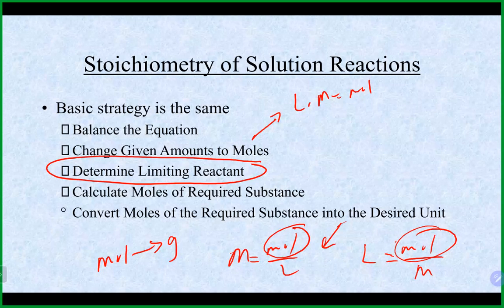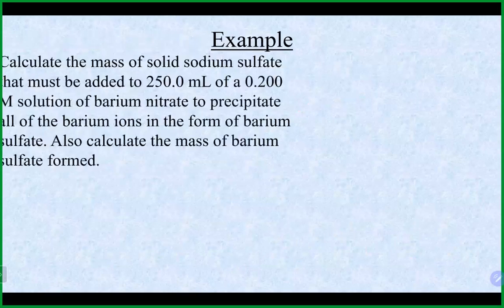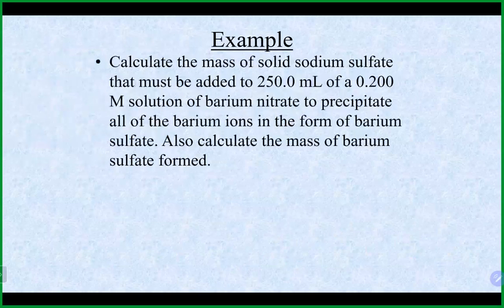Any questions on that there? So let's take a look at one here and see some of these steps. We want to calculate the mass of solid sodium sulfate that must be added to 250 milliliters of a 0.2 molar barium nitrate solution to precipitate all the barium ions as barium sulfate. We also want to calculate the mass of the barium sulfate that's going to be formed.